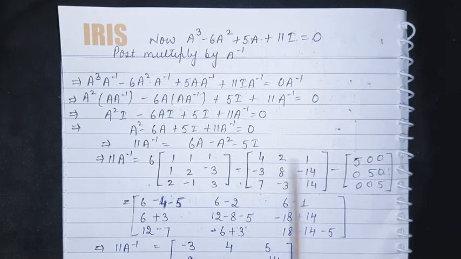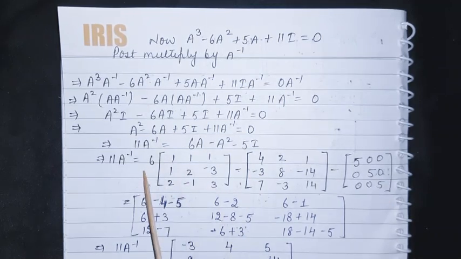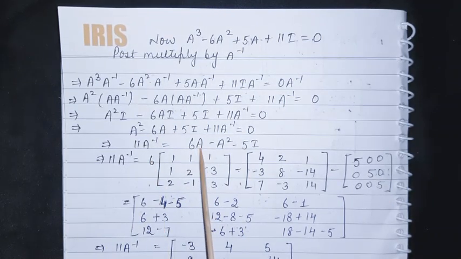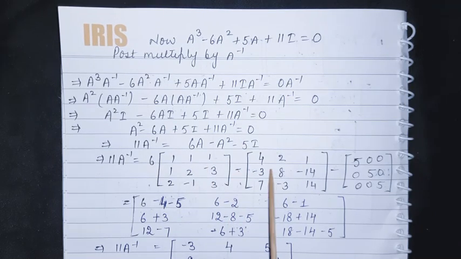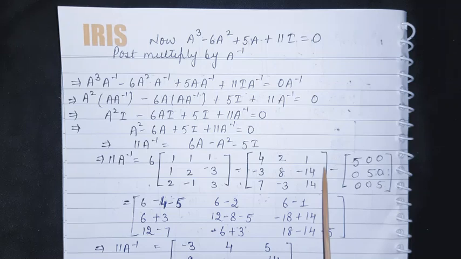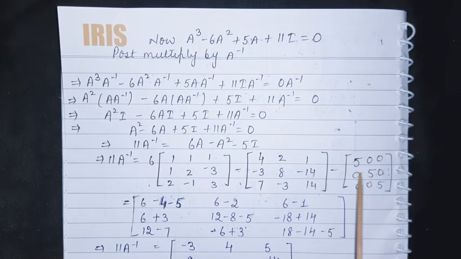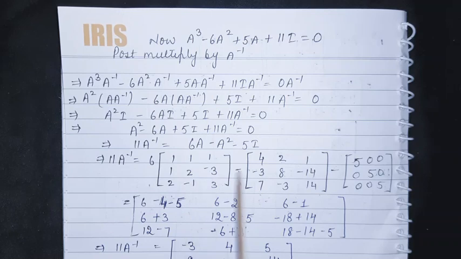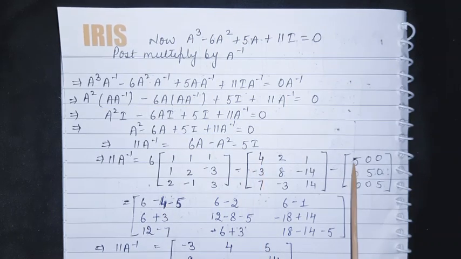Now we have all these values with us, so let's substitute the values. 6 times of A is already given in the question, minus A square also we have calculated in the beginning, this is the value of A square, and minus 5 times of I will give us 500, 050, 005. Now let's solve it again. First element will be 6 into 1 is 6, minus 4, minus 5.